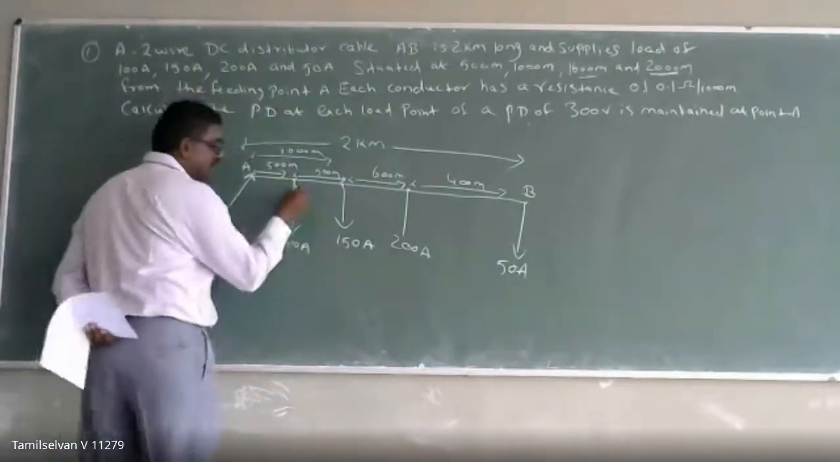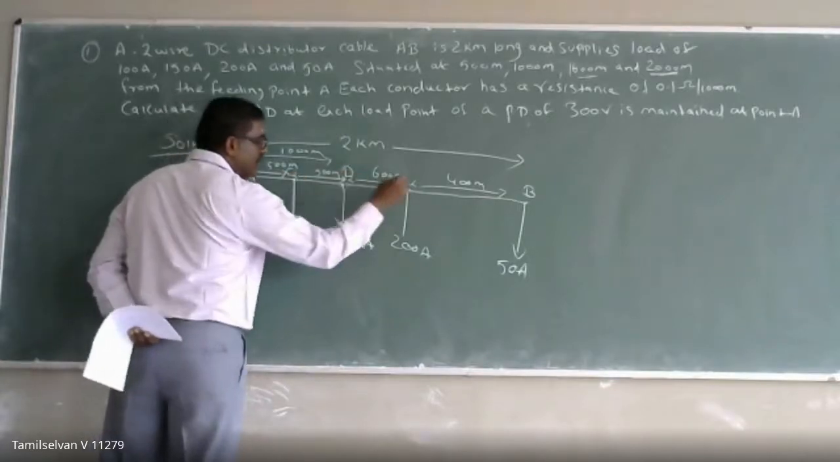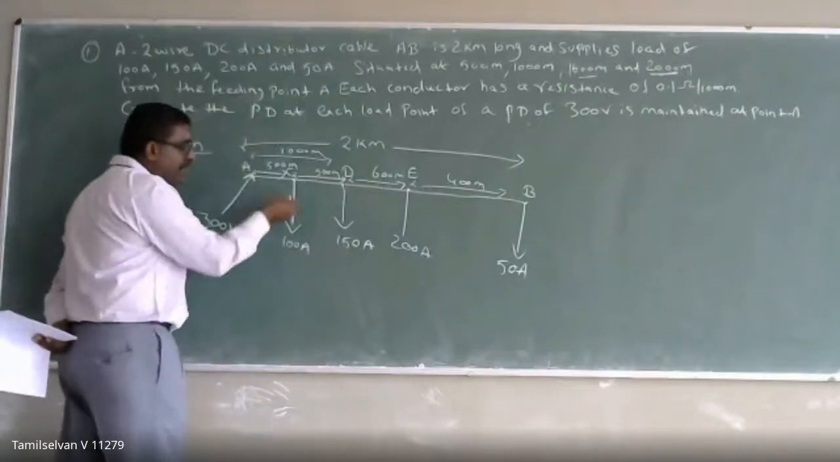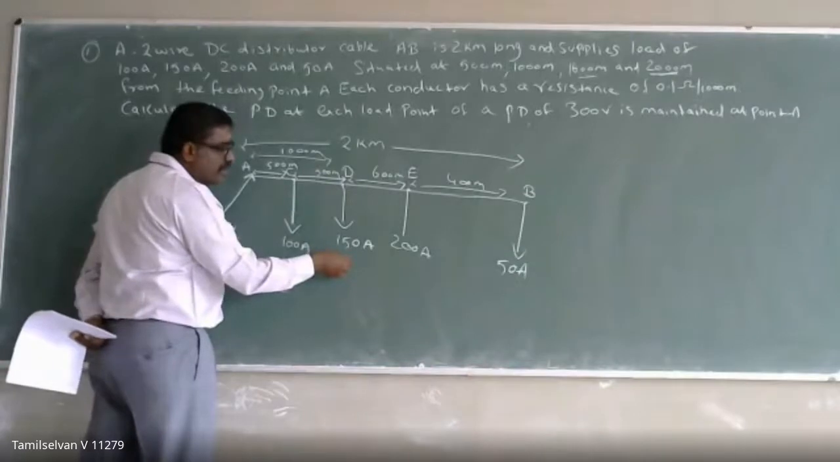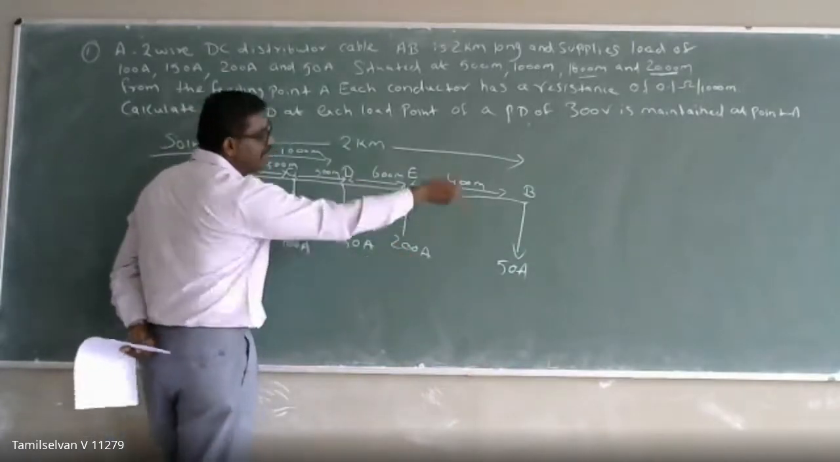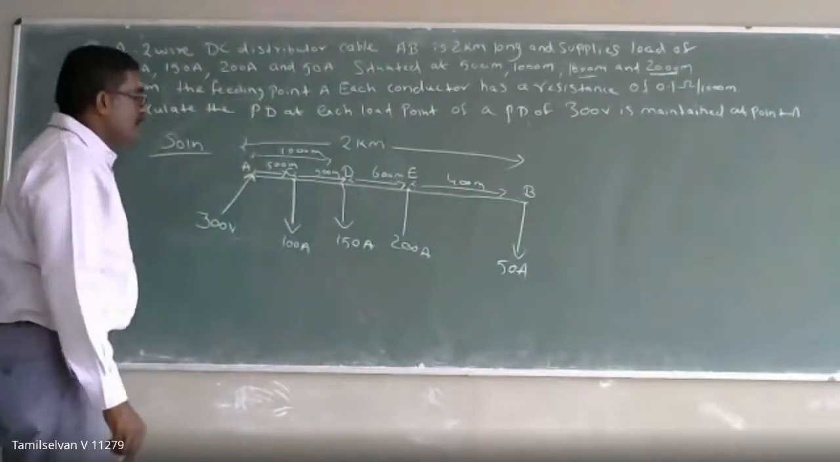For my understanding, I am labelling these points C, D, and E. It means 100 amps is tapped at C point, 150 ampere is tapped at D point, 200 is tapped at E point, and at B point 50 ampere is tapped.